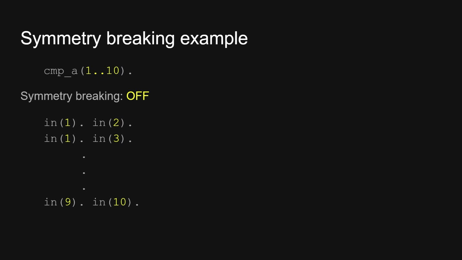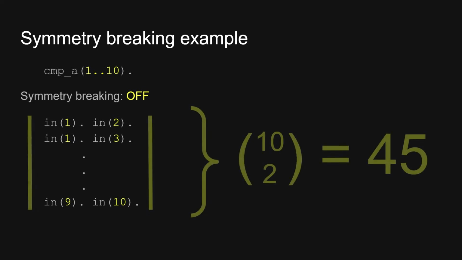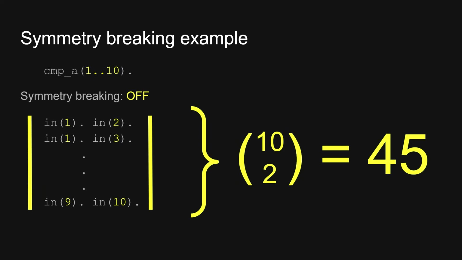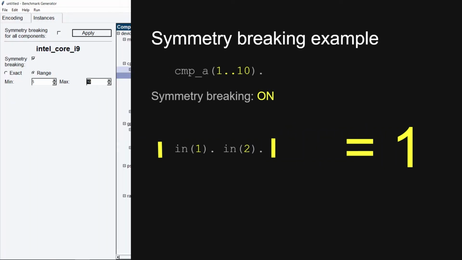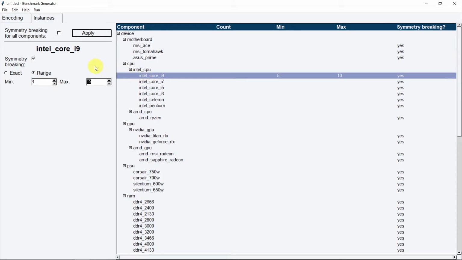Now assume a valid solution requires 2 of the components to be present in a configuration. The number of possible subsets is 10 choose 2, so 45. If, however, the symmetry breaking option is selected, the subset will always be represented simply by this one subset. Thus, the number of subsets is reduced from 45 to just 1. Now, if you consider that there are many different components, setting the symmetry breaking option might prevent an explosion of redundant answer sets. To set this option, simply tick the symmetry breaking checkbox.